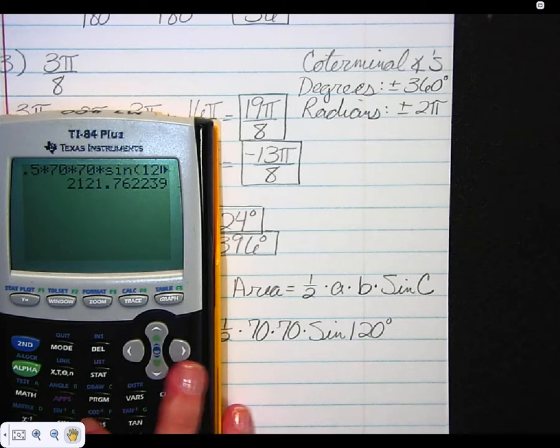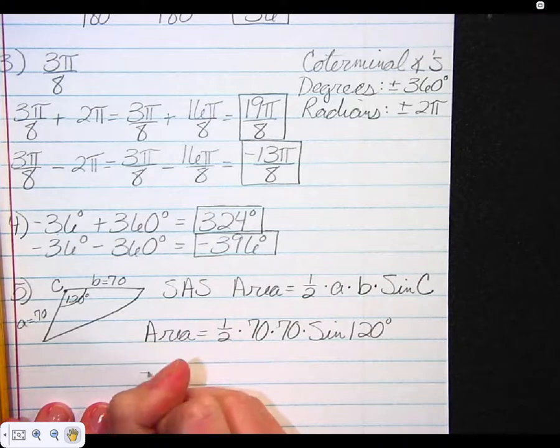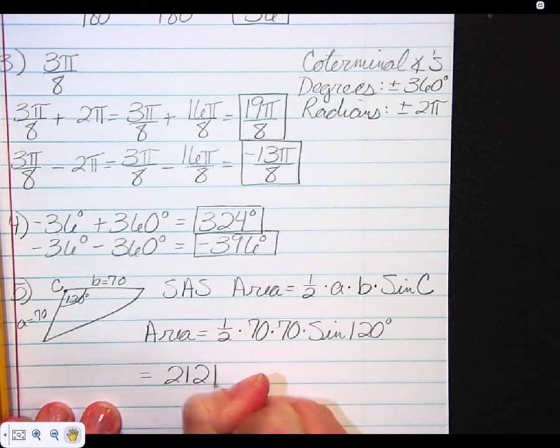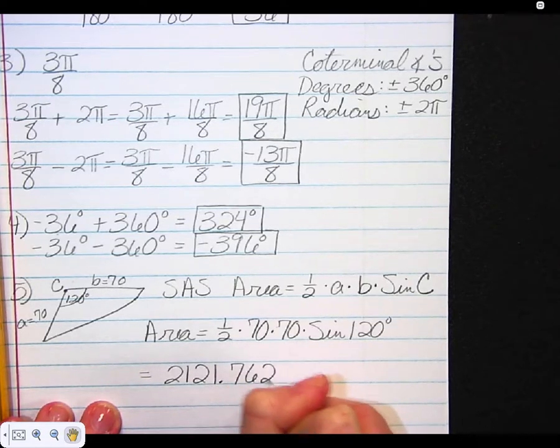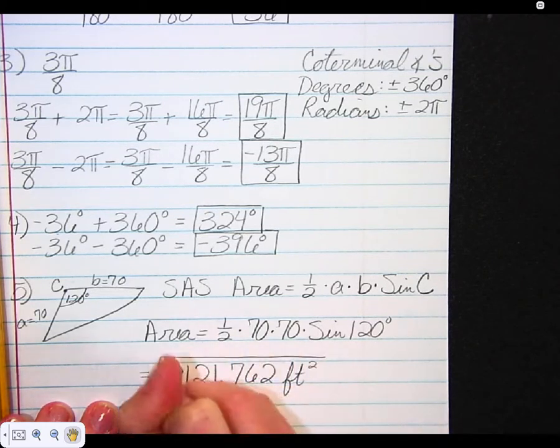So just be sure anytime you're given something in degrees that you work in degrees, or if you're given something in radians that you work in radians. And rounding to 3 decimal places, that will be 2121.762. And they told me that we were working here in feet, so my units of measure are going to be feet squared since we're working with area.